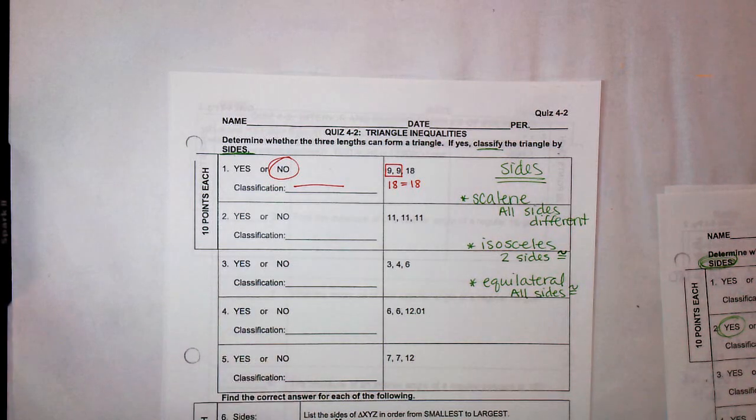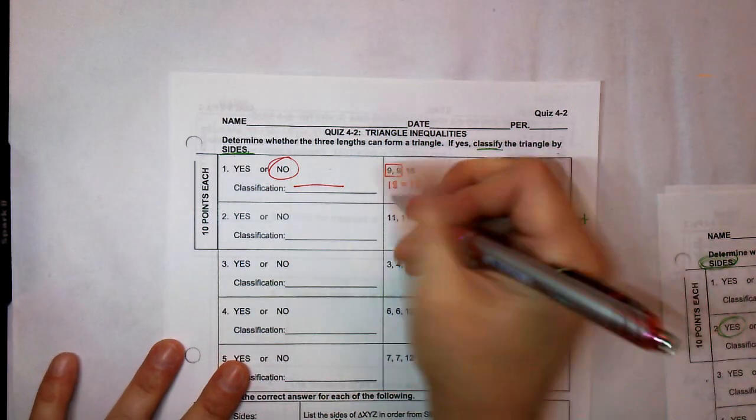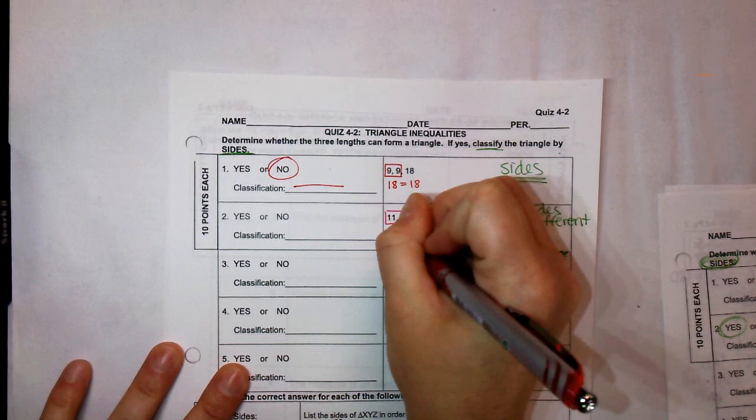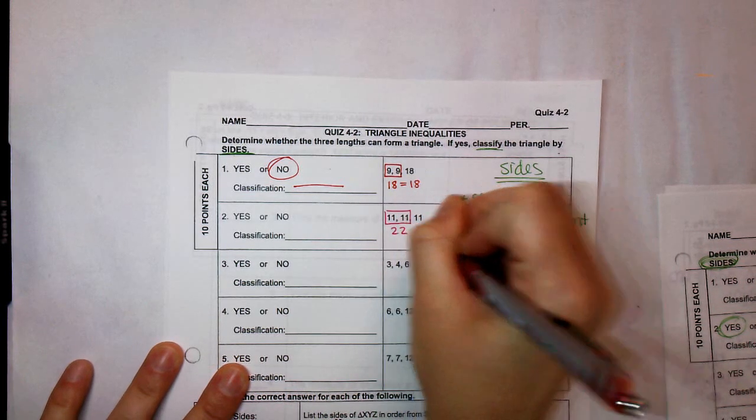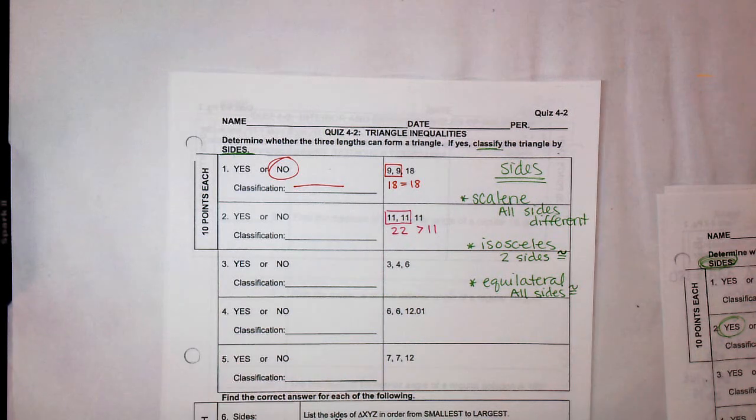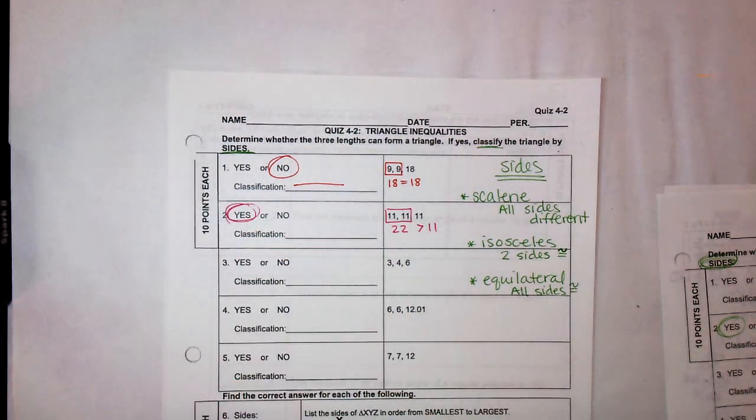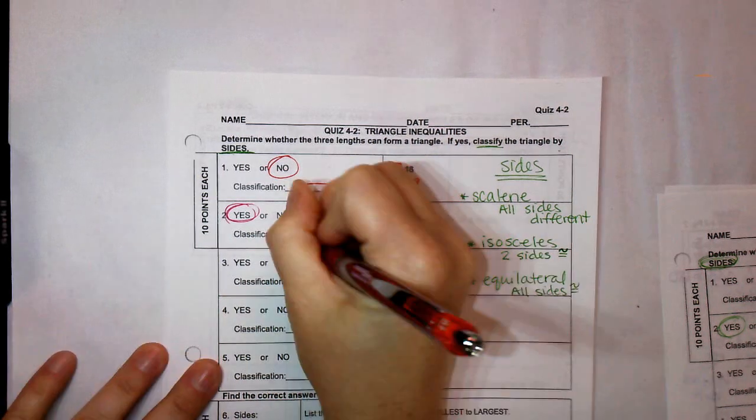Which ones are you adding, Lane? 11 and 11. Good. All right. 11 plus 11 is 22, and 22 is greater than 11. So if I have greater than, yes. And they're all the same, so equilateral. Good.